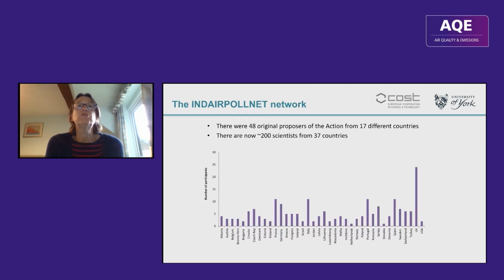And in terms of the spread of countries, we've actually got over 200 scientists now. So we started off with 48 original scientists proposing the action from 17 different countries. We've now expanded to over 200 from 37 countries, which is really nice. We've got a really good range of different representatives, and they come from businesses, they come from academia, they come from research institutes. So it's a really good mix of people. You can see on that slide, we've got a big UK contingent, which is probably not surprising given that that's where I'm based, obviously. Okay, next slide.